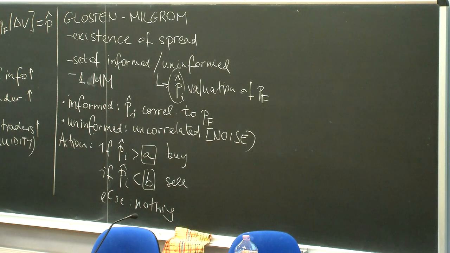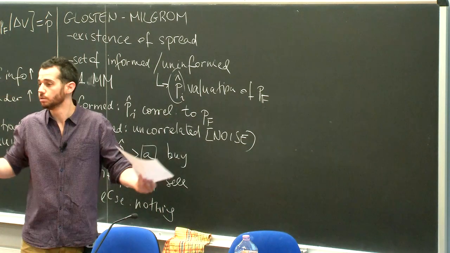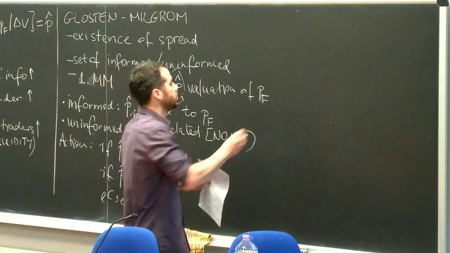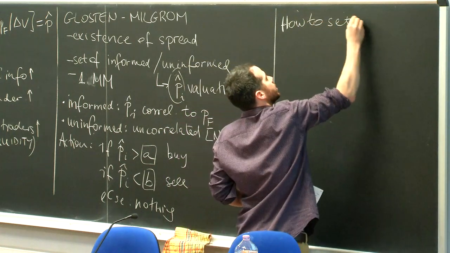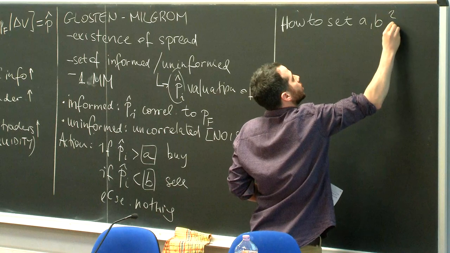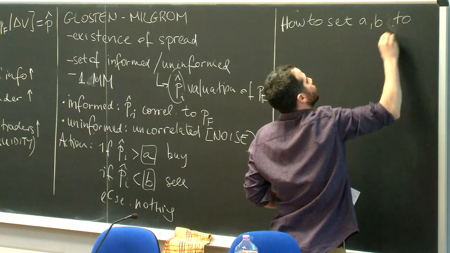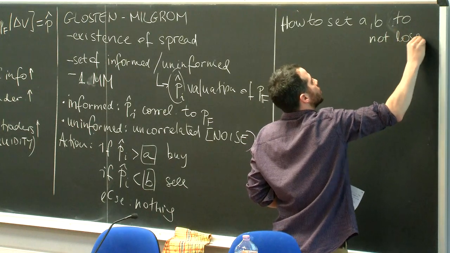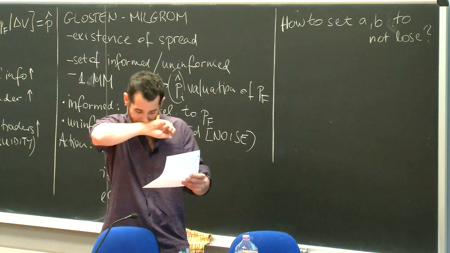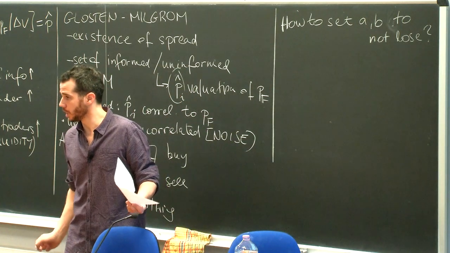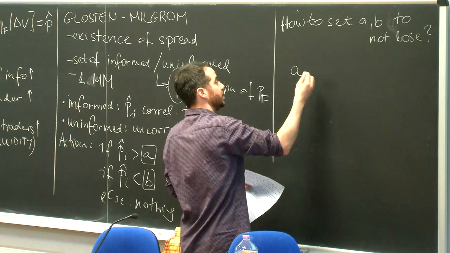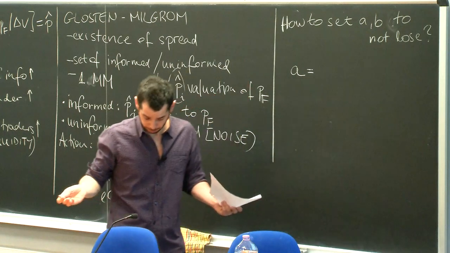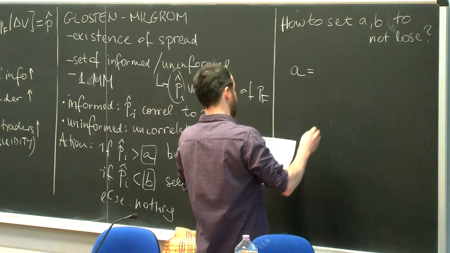So the question is, of course, as before, how should A and B be set by the market maker to, on average, not lose against the others? The idea is the same as in the type of model before: the market maker will have to set the price at which he sells in the following way.